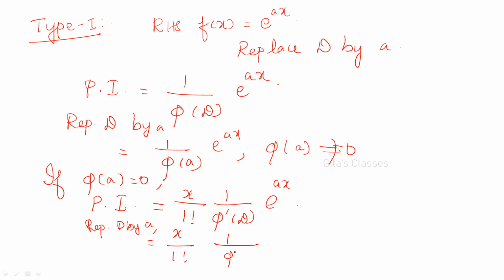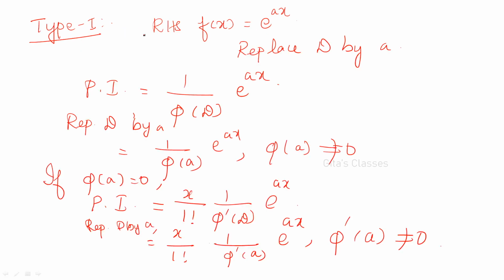1 by phi dash of a into e power ax, provided phi dash of a is not equal to 0. If at all phi dash of a is equal to 0, then what will you do? Again differentiate. 1 by phi dash of D is there here, so again differentiate with respect to D.